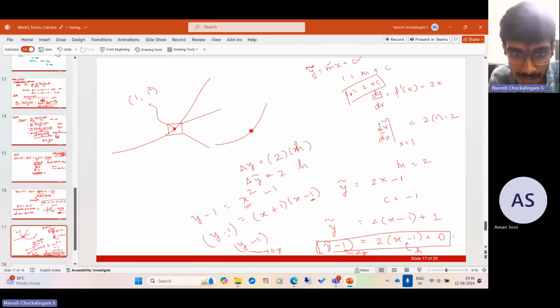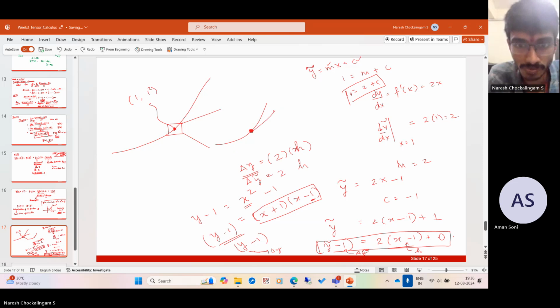But what is the difference? Here y minus 1 is a nonlinear function in x, and here y tilde minus 1 is a linear function in x. So if you double h, delta y tilde doubles. But if you double h here, delta y does not double. So you have got a linear approximation to this function in the neighborhood of this point using the tangent information.